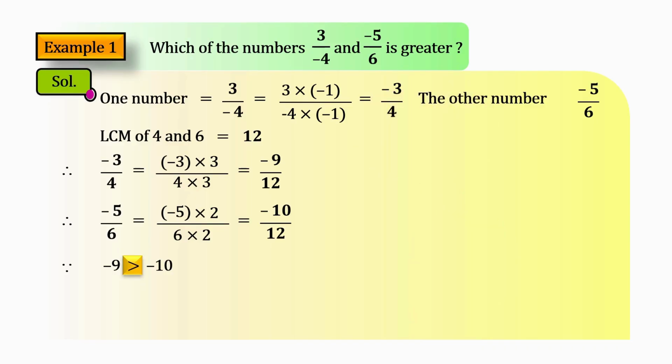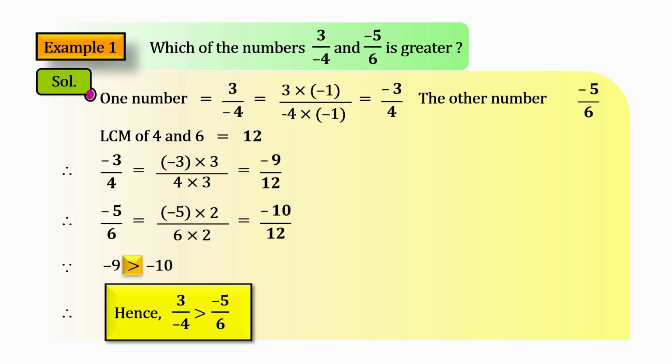Be careful about the sign. Whenever we have a negative sign, the value which is smaller will be the greater one, right? So here in this case, minus 9 will be greater than minus 10. So hence, 3 by minus 4 is greater than minus 5 by 6.